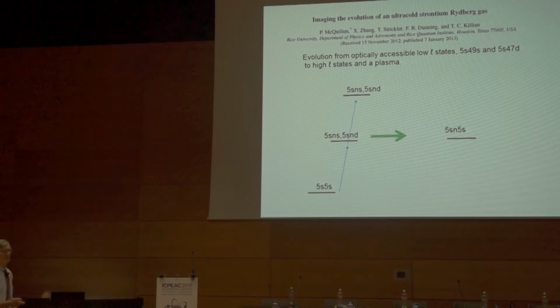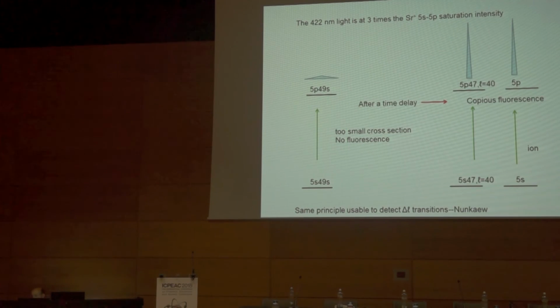The difference between these states has been used by Tom Killian to make bound Rydberg states of strontium and observe that they, in fact, go to the higher L states and to ions. The idea is pretty straightforward. If you make 5s49s, you try to excite it to 5p49s with light that's 3 times the resonance line saturation intensity. This cross-section is so broad that it is suppressed so much that nothing happens. The cross-section at any wavelength is just too small.